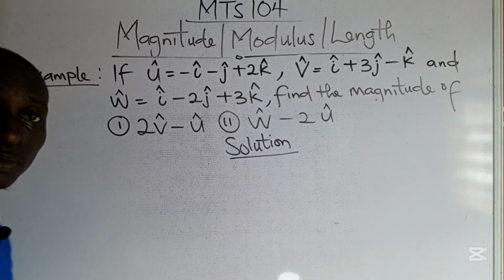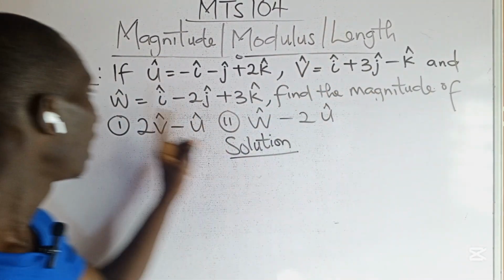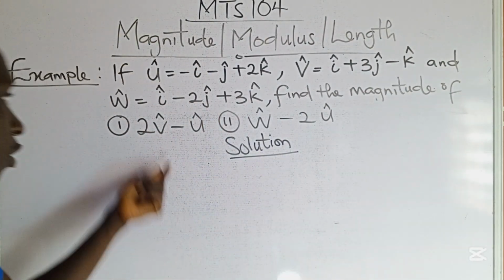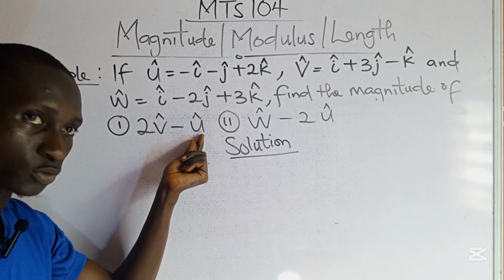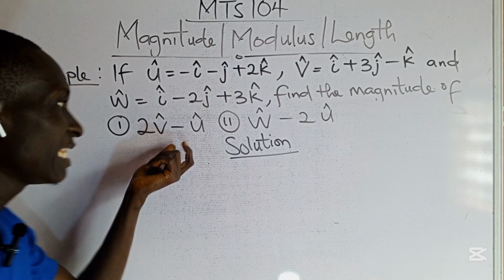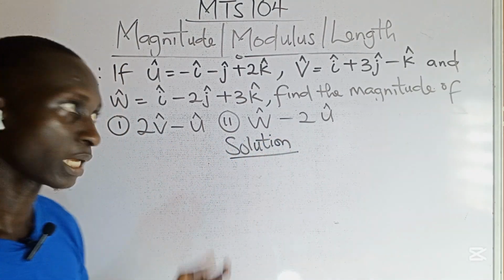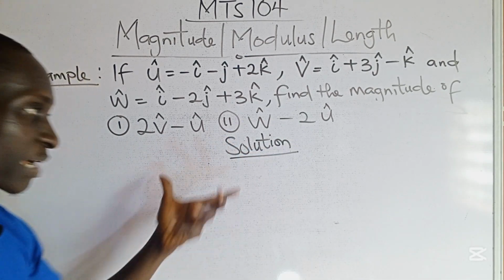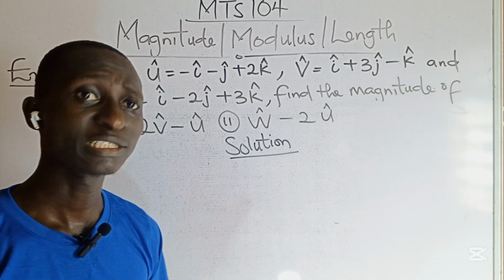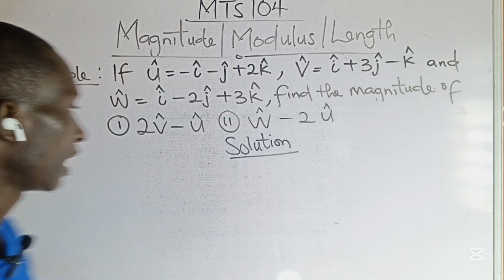Now we have another example. It says if U is this, V is this, and W is given, find the magnitude of 2V minus U and W minus 2U. You can see that we need the knowledge of scalar multiplication, addition and subtraction before we can solve this. If you don't understand scalar multiplication, addition and subtraction, you can check the videos I've recorded earlier. Now, let's go on.